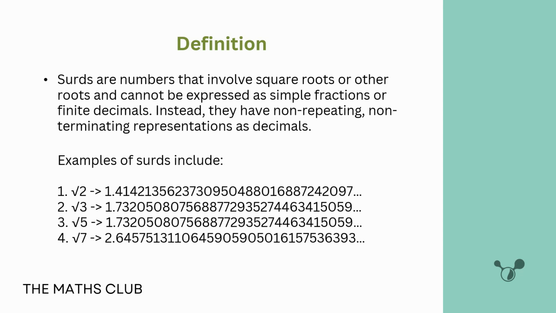An example of a surd is root 2. Root 2 is 1.414 and all the way down. Root 3, root 5, root 7. So let me ask, would root 9 be a surd? No, because root 9 is actually a value that is finite, which is 3. So when you have a value like 3, which is finite, those ones are not really surds. The surds we're talking about here are the ones that cannot be expressed as a simple fraction or finite decimals. They have non-repeating, non-terminating representations as decimals.